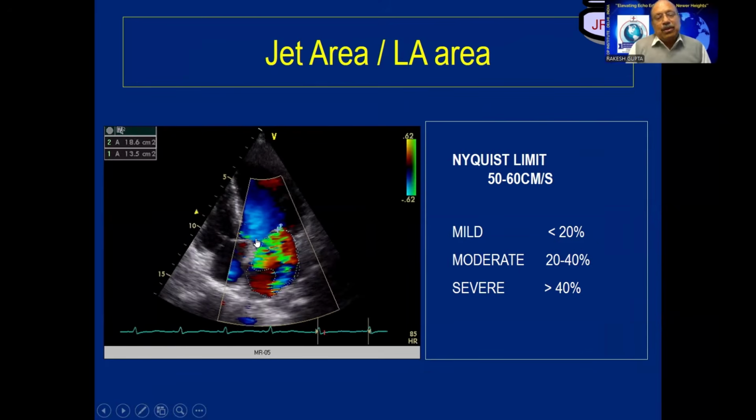We measure jet area during when? Systole. When do we measure LA area? Same, during systole. Because during systole, the LA is gradually becoming bigger and bigger and bigger, because it's the filling phase of the LA. So that's one important thing.